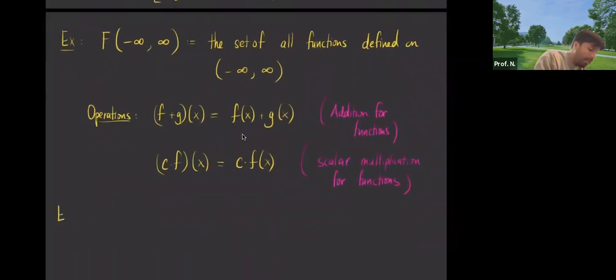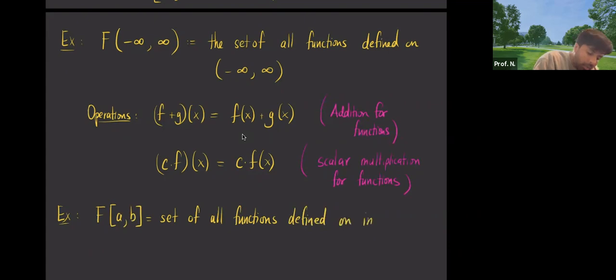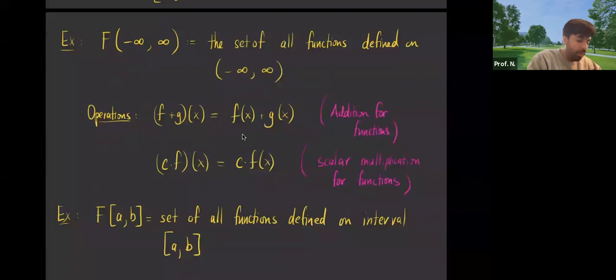And then we have a little smaller vector space. These are F of [a, b], the set of all functions defined on interval [a, b]. So if you have a defined set [a, b], then F of that interval represents all the functions that are defined on that set. Those are also vector spaces.